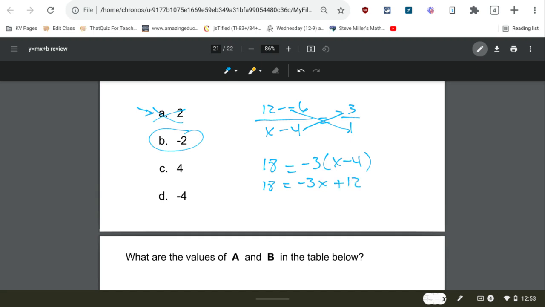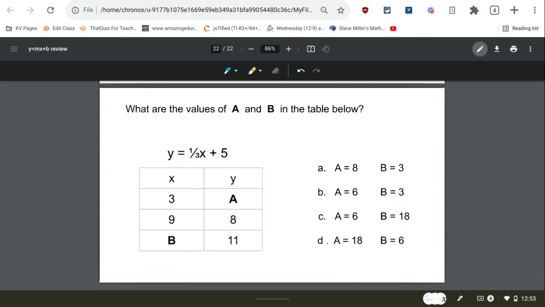-3x plus 12. Subtract 12 from both sides. That's going to give us 6 equals -3x. And then divide by -3, and that's where your -2 comes in.